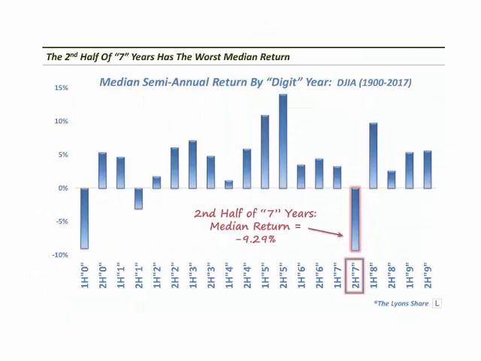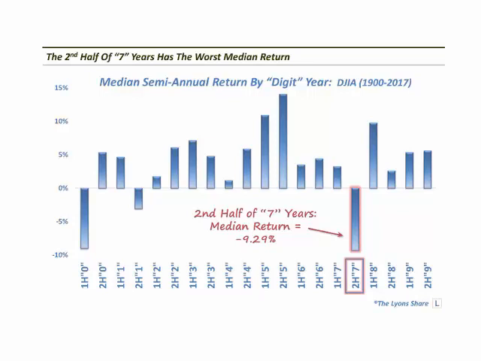Here's the same chart with each bar broken into H1 and H2, first half and second half. Even though years ending in 0 are the worst of the decade, only the first half of those years are bad. For years ending in a 7, losses are concentrated in the second half of a year. As noted on the chart, the median return, the second half of years ending in 7, is about 9.3%.